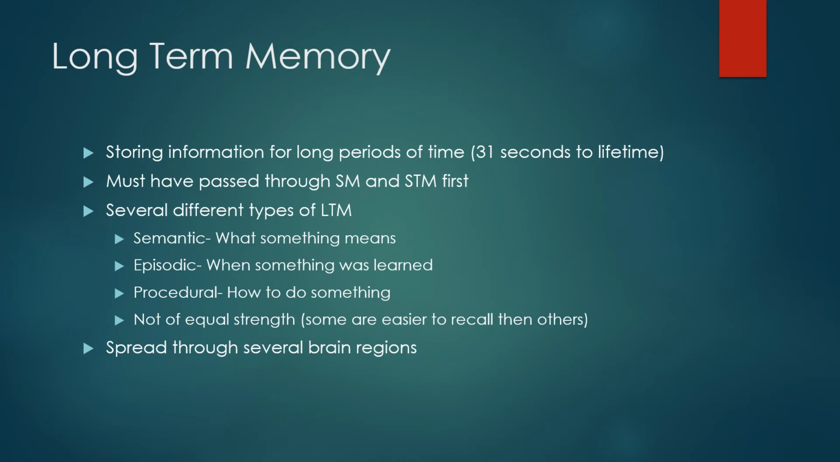All right, for long-term memory, the storing of information for long periods of time. This can last from 31 seconds after we've heard something to a lifetime. It must have passed through the sense memory and short-term memory first, and there are several different types of long-term memory. So the first is semantic, what something means, like definitions, understanding, those sorts of things. Episodic, when something was learned. Procedural, how to do something.